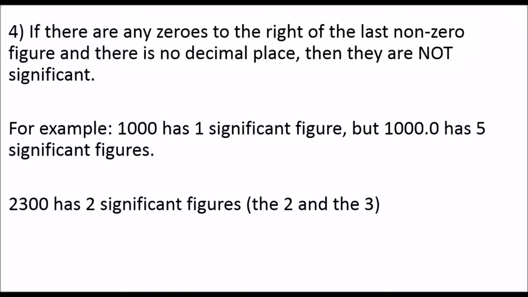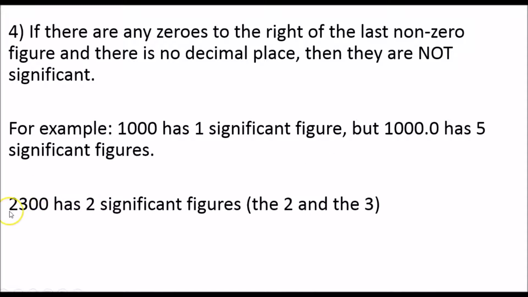Rule 4. If there are any zeros to the right of the last non-zero figure and there's no decimal place, then they're not significant. So for example, 1,000 here has 1 significant figure. This 1 is significant. These 3 zeros are not significant because there's no decimal place and there's no other non-zero number. But if I put a .0 at the end, then all these zeros become significant. So 1000.0 now has 5 significant figures. This 1 is significant and these other 4 zeros are now all significant.